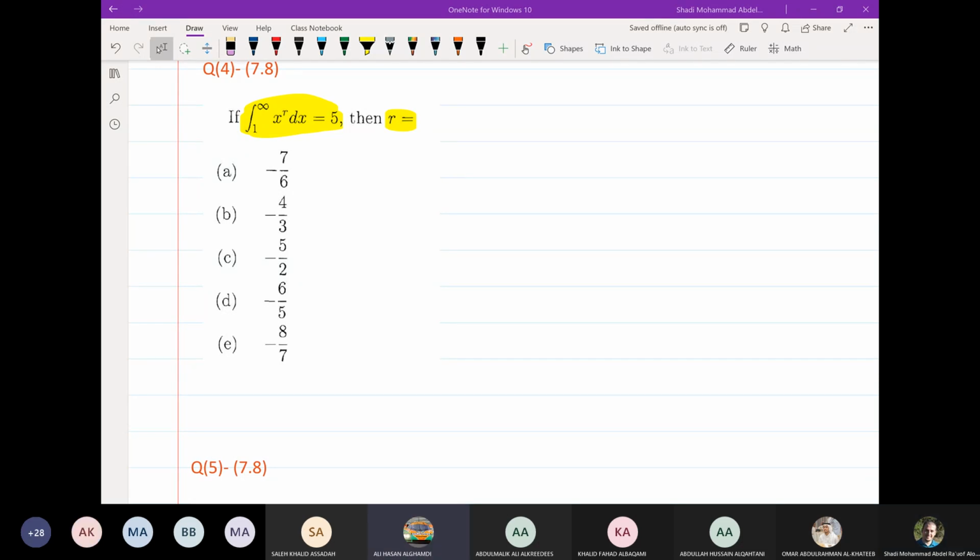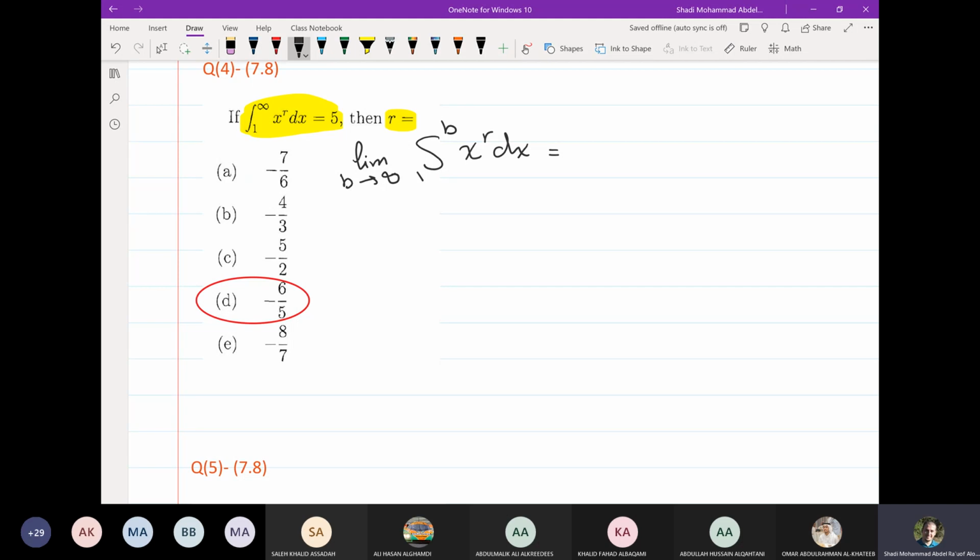Solved it and I got minus 6/5. Excellent. Minus 6 over 5 is the solution, but we need to see why. First, we take the limit as it goes to infinity. We need to deal with it as an improper integral, so you will choose it to be the limit as b goes to infinity for the integral from 1 to b of x to the power r dx.